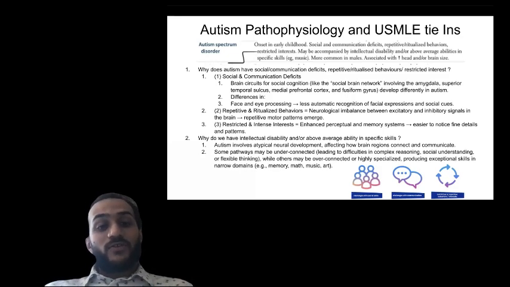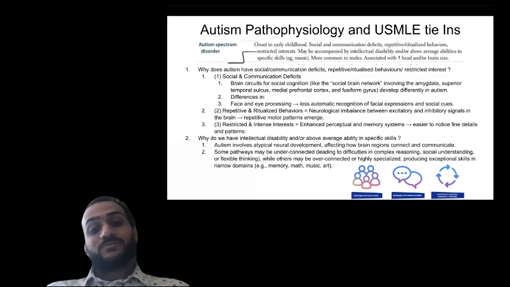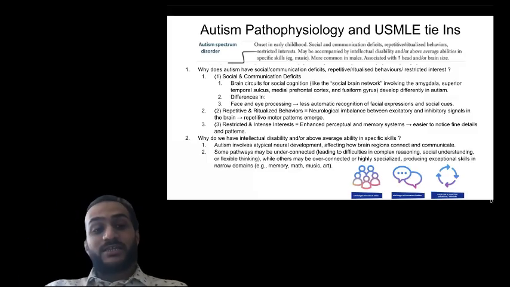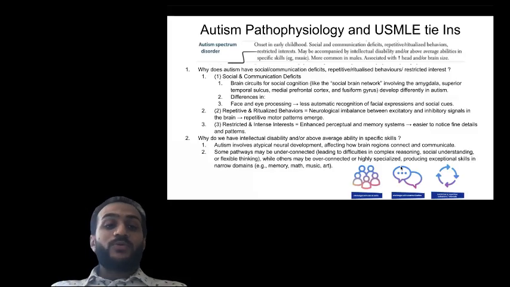We can see restrictive interest. We can see enhanced perceptual and memory systems, easier to notice fine details and patterns. Why do we have intellectual disability or above average ability of the specific skills?